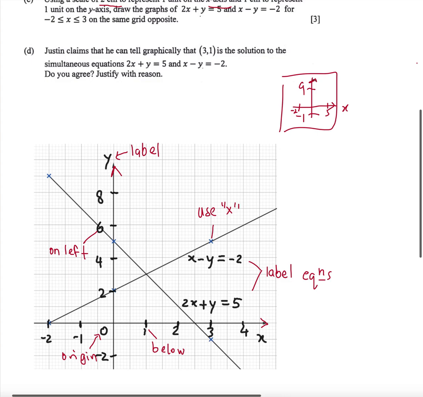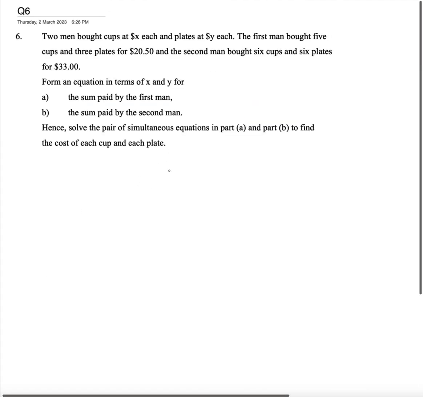Now we move on to the last question, which is a question on problem sums in simultaneous equations. So we need to form two equations. Two men bought cups at X dollars each and plates at Y dollars each, respectively. Now this is a cost and quantity sum again. The first man bought 5 cups. 1 cup is X dollars, so 5 cups is 5x dollars.